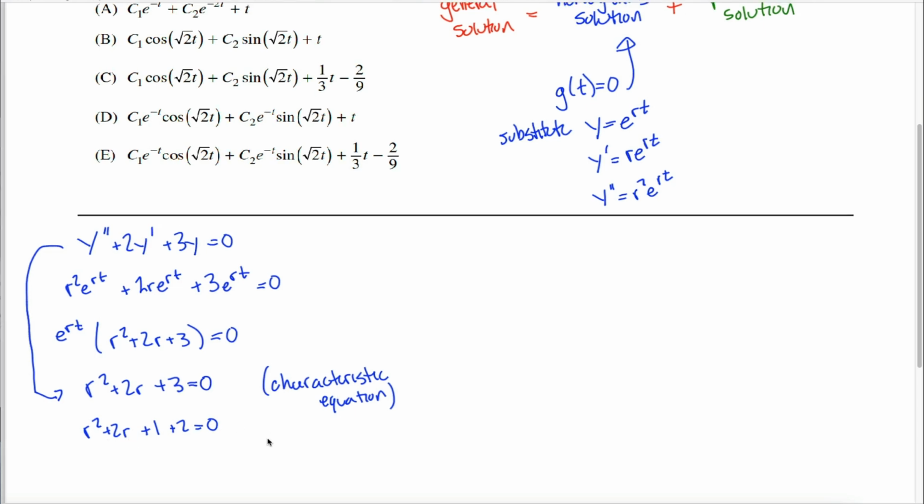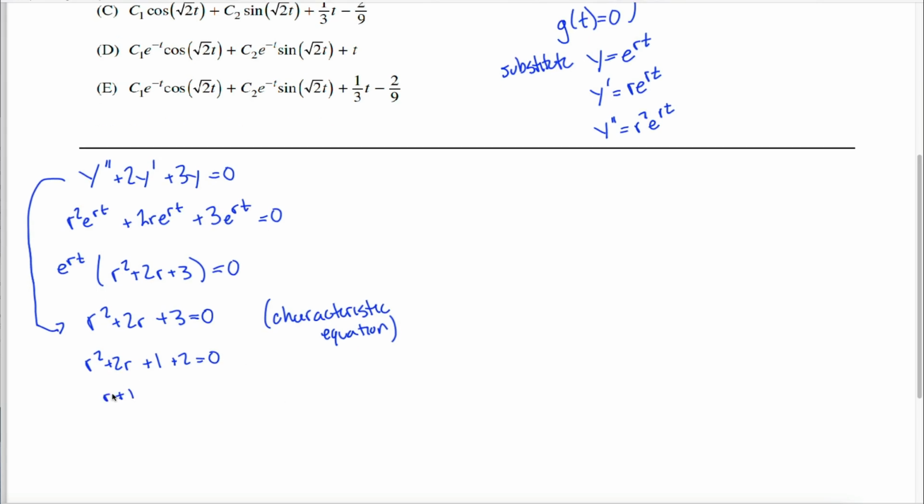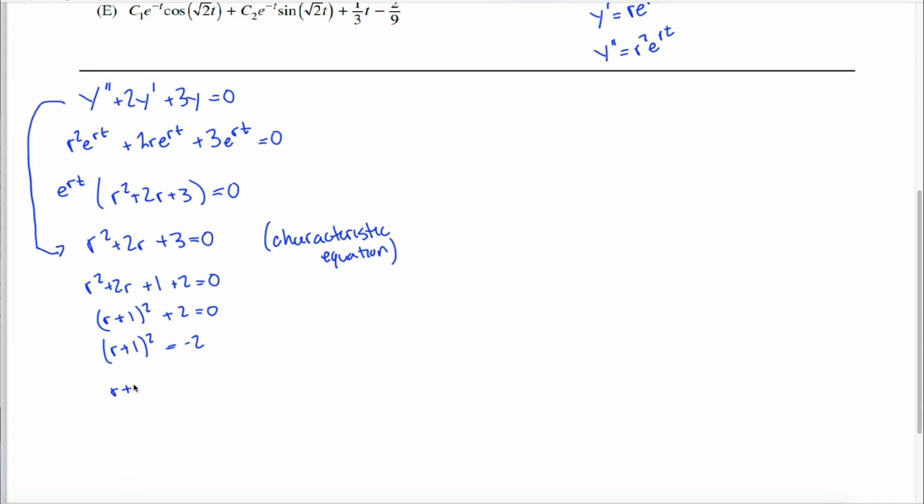r squared plus 2r plus 1 is a perfect square. It's r plus 1 squared. Subtract 2 from both sides. Take the square root. You get r plus 1 is equal to plus or minus the square root of 2i. So r is negative 1 plus or minus root 2i.